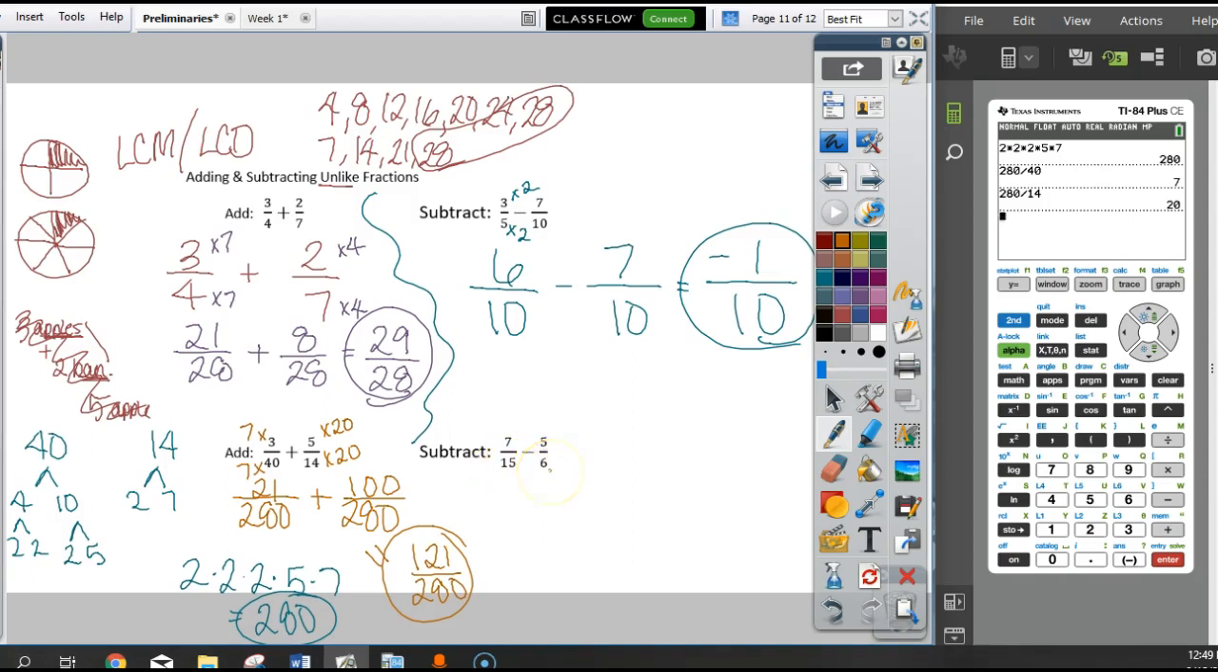So 15 and 6, we can find what they have in common. Hopefully you can kind of just think it through so you don't have to do this side work every single time. So I know that they both have 30 as a common multiple and a least common multiple. I'm going to multiply this fraction by 2 top and bottom to get 14 thirtieths. I'm going to multiply this one by 5 top and bottom to get 25 thirtieths, and then we will subtract. And so from here, I will end up getting negative 11 over 30, and that is fully reduced, so we're done.